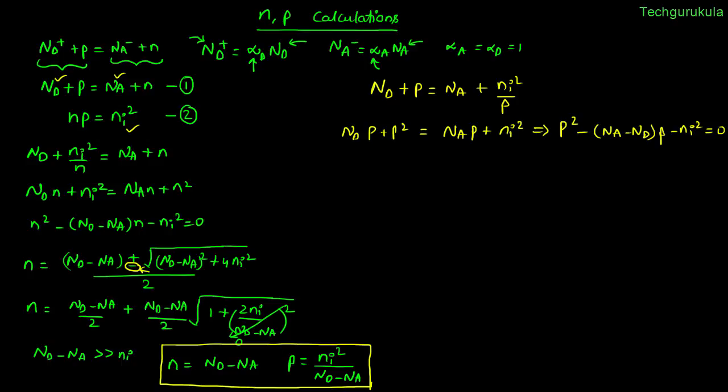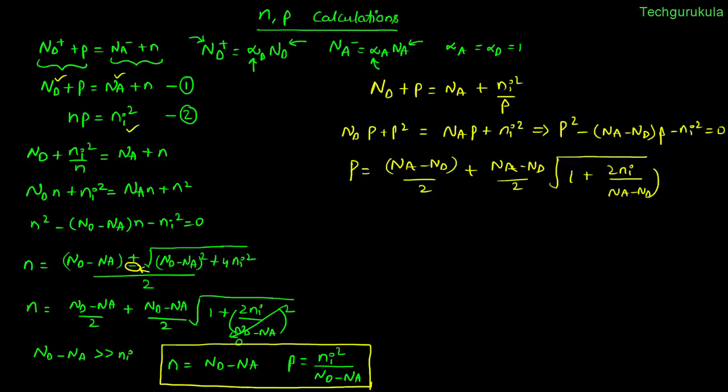Now we know how to find the roots of this equation for P, where P is equal to (Na minus Nd) divided by 2 plus (Na minus Nd) over 2 times the square root of 1 plus (2Ni over Na minus Nd) whole square. This is very similar to the equation that we got for N, just that Nd minus Na is substituted by Na minus Nd.